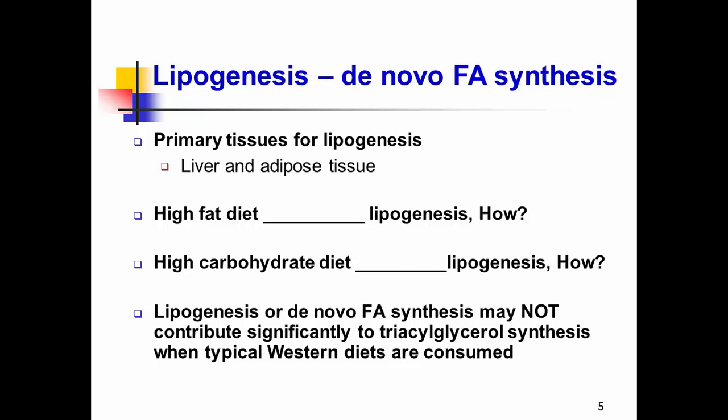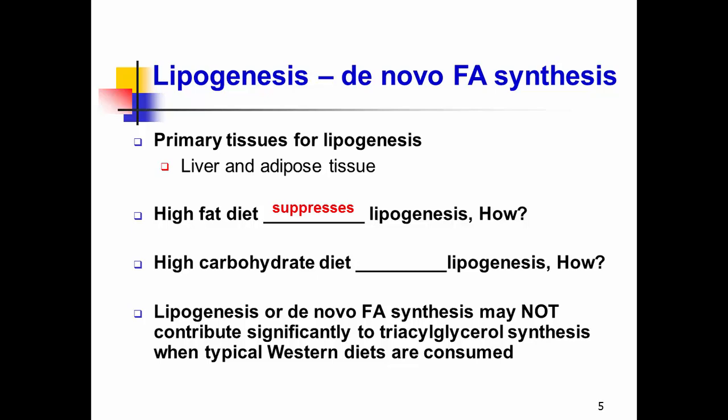Okay, now the question: what do you think, could a high-fat diet stimulate lipogenesis or inhibit lipogenesis? Stimulate? Are you sure? No, actually, it suppresses lipogenesis. So keep in mind that a high-fat diet actually inhibits lipogenesis. Why, and how? We will get there. Keep this question in mind.